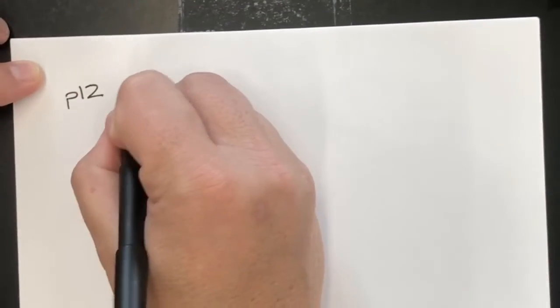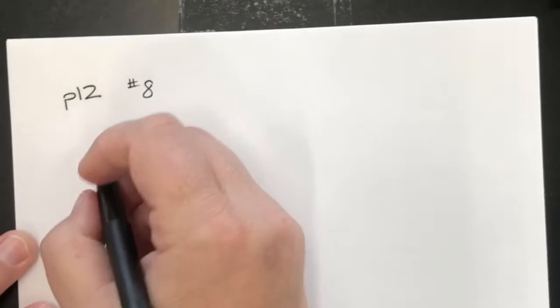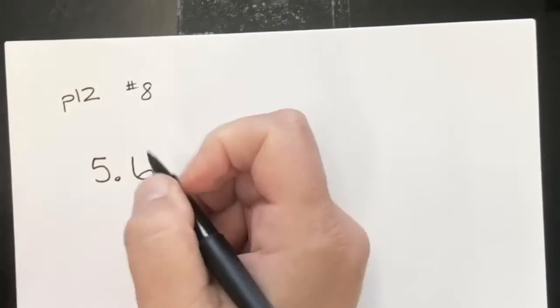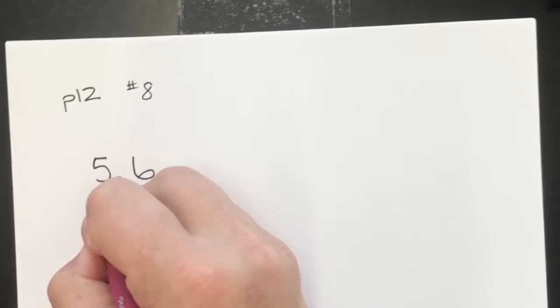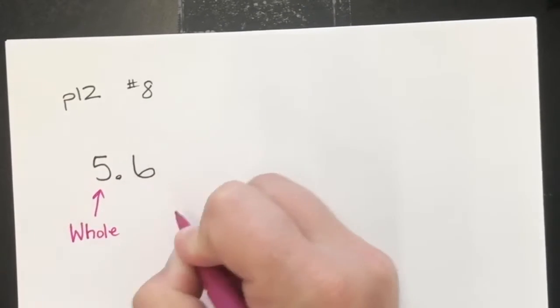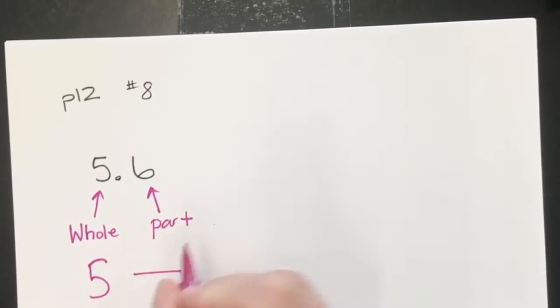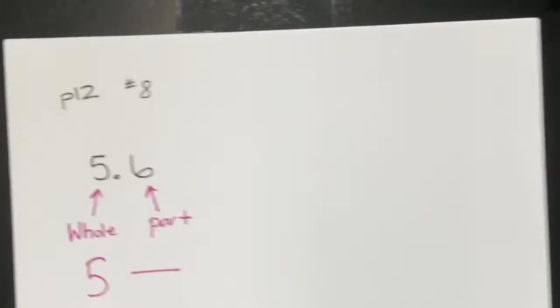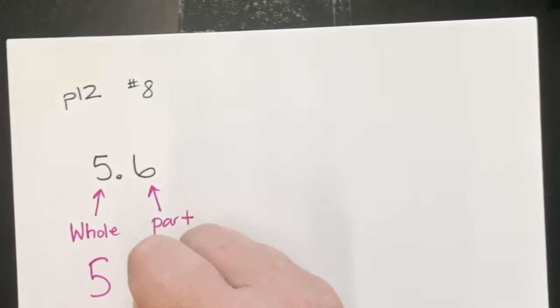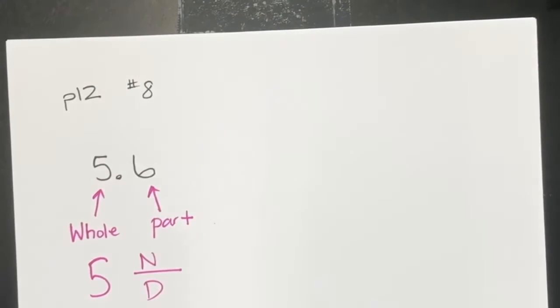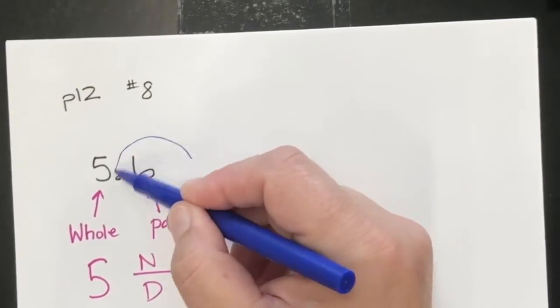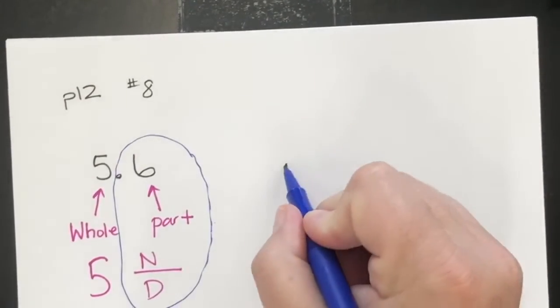All right, so we're going to look at page 12, number 8. This time we have a whole number and a decimal, so 5.6. 5 is the whole part, and 0.6 is the part. So we're going to have 5 as a whole and then a part as a fraction. We're going to figure out the numerator and denominator for that part. So the part is just 0.6. Let's look at the 0.6 and figure out what the part needs to be.